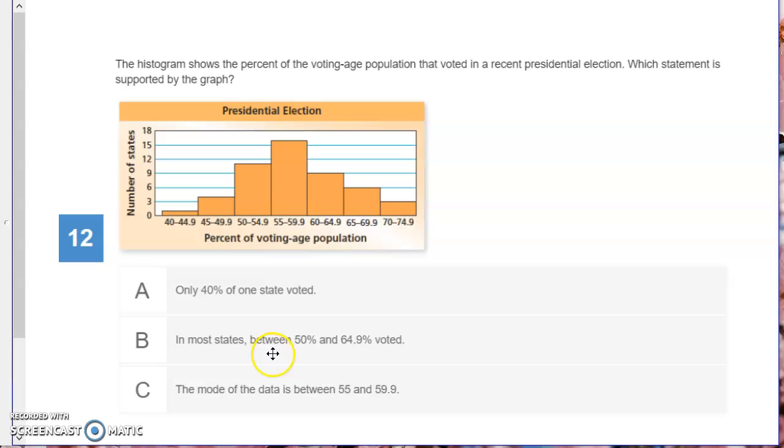B says in most states, between 50 and 64.9% voted. And that would be true because if you look at these three bars here, between 50 and 64.9, that is where the most states are. So the correct answer for number 12 would be B.